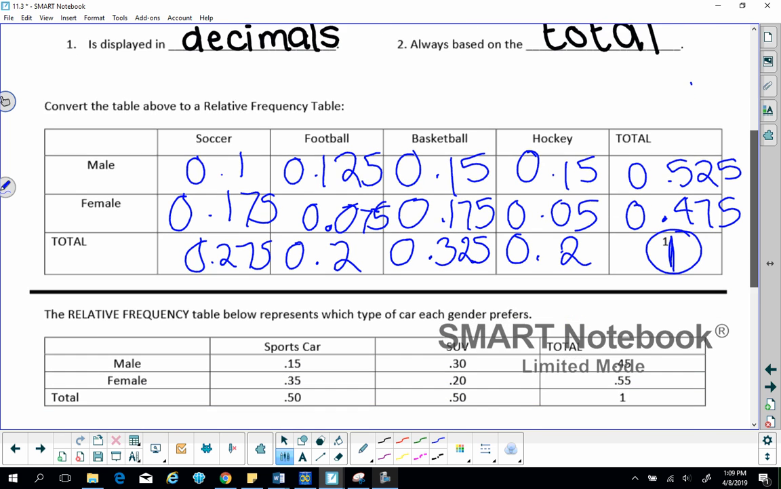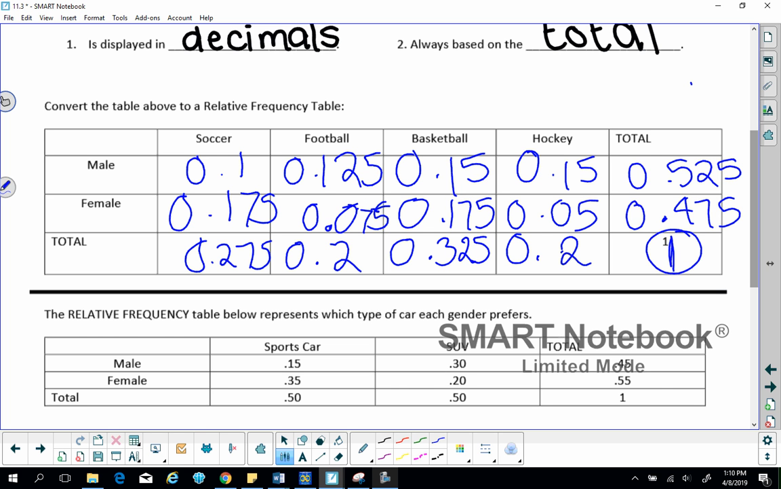Cool. Does this make sense? All you're doing is taking each of those parts and dividing by the total. That's relative frequency, all relative to the total. The last part of what we're doing is they're giving us the relative frequency. We are getting the number.